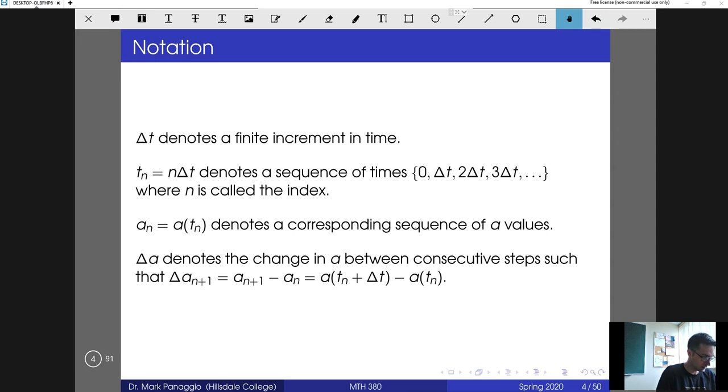All right, and for shorthand, since it gets annoying to have to write parentheses Tn every time we want to reference the value of a at a particular time, we'll use the shorthand a subscript n to denote the state of the system at time n. And similarly, we'll define delta a with a subscript to allow the change to potentially change over time. So delta a n plus 1 is going to be the difference between the new state and the old state, or a evaluated at time Tn plus delta t minus a evaluated at time Tn.